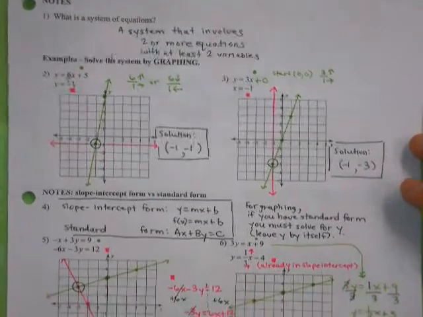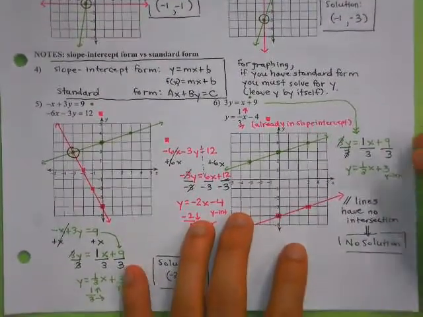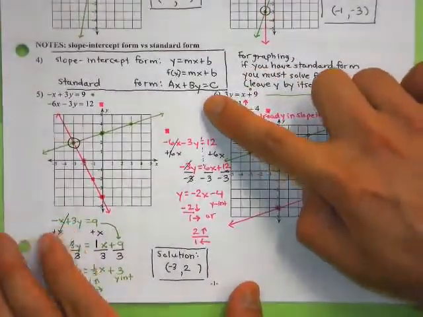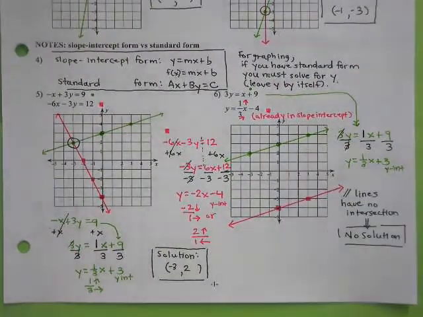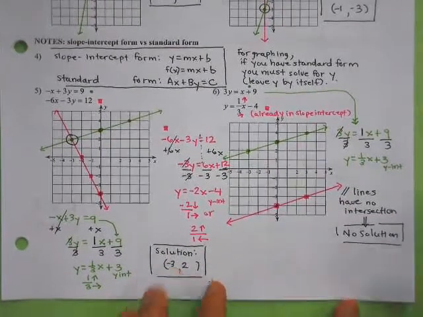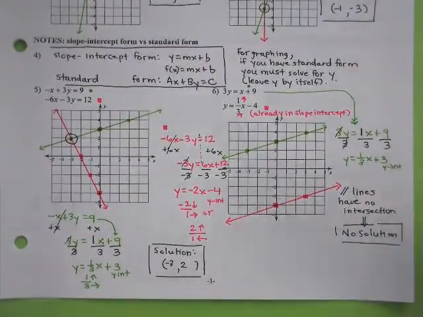The new part was sometimes your lines are not in slope-intercept form. If they are in standard form, we have to do some type of manipulation to solve for y and see where they intersect. If the lines intersect, then we state the intersection point, so -3, 2.